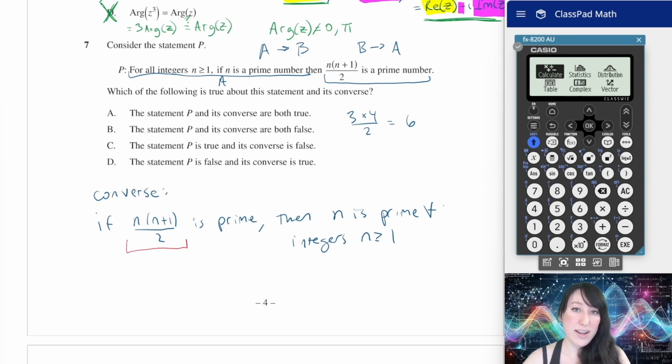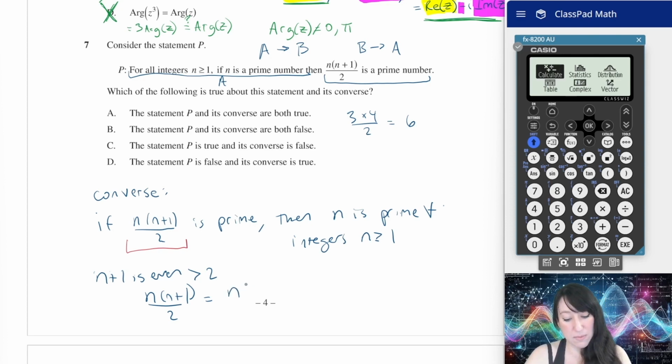So then, otherwise, if n is a prime number, it will be an odd number, which means n plus 1 is even and greater than 2. So that means if we're looking at n times n plus 1 over 2, n plus 1 has to be an even number greater than 2, and so we can express n plus 1 as something times 2, maybe k times 2, which means this will be n times k, which means there will be no other time when this is a prime number.